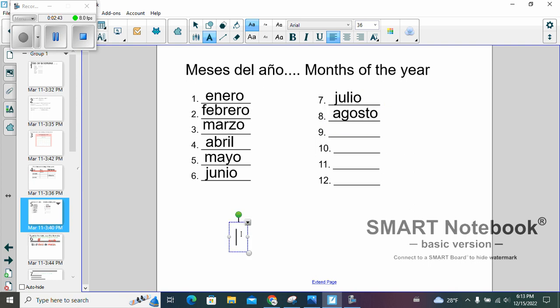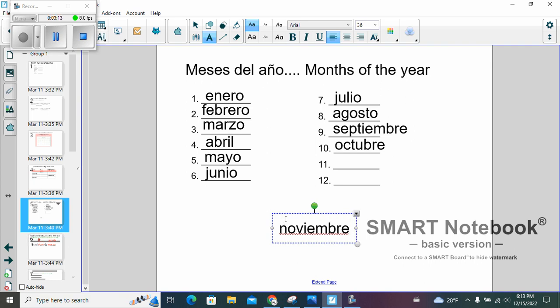Then comes September, septiembre, septiembre. Then we have October, octubre, octubre. Students always want to say "Oc," because that's how we say it. You have to override your brain and tell them it's a long O sound. Octubre.